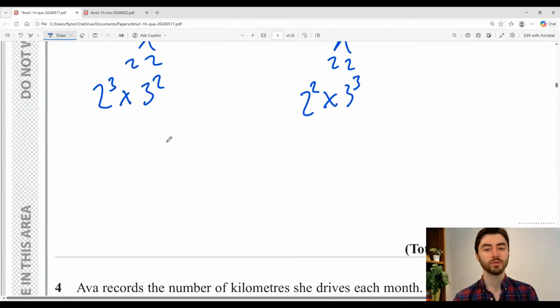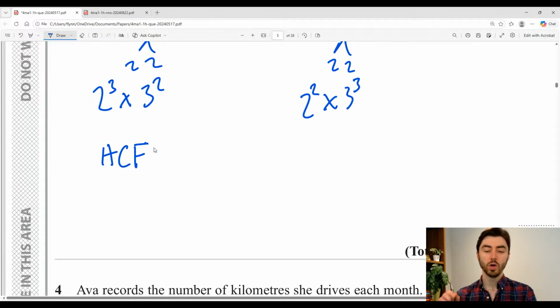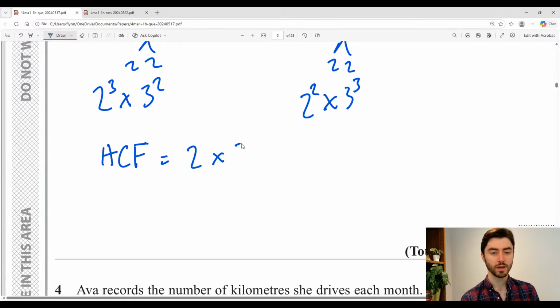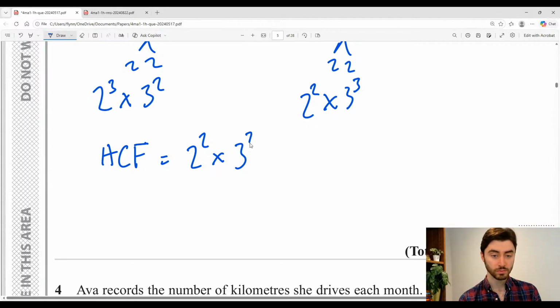Now the highest common factor is going to be all of the prime factors that are common to both. So 2 is common to both, 3 is common to both, and for the highest common factor, we want all of those to their lowest power present. So here I have an option of a 2 or a 3. The lower of those is 2. Here I have 3 to the power of 2 and 3 to the power of 3. The lowest power available is 2. So my highest common factor is 4 times 9, which is 36.